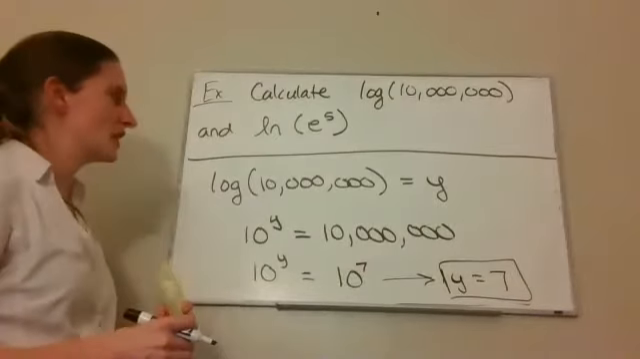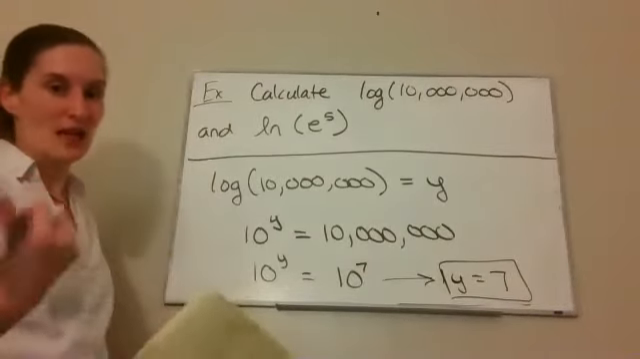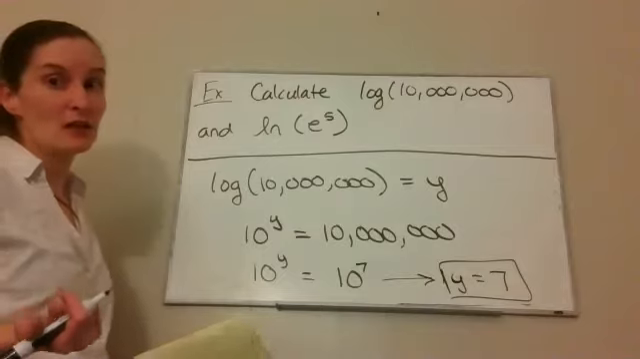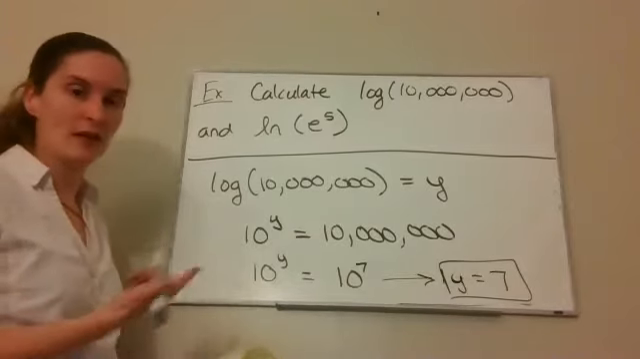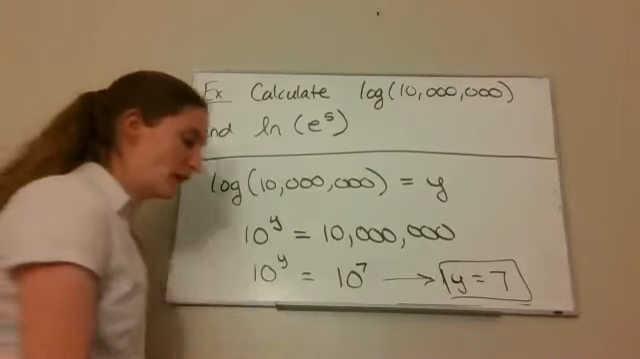So log of 10 million is 7. And you can go ahead and type it into your calculator if you want, using your common log button, and you'll get the answer of 7 as well.